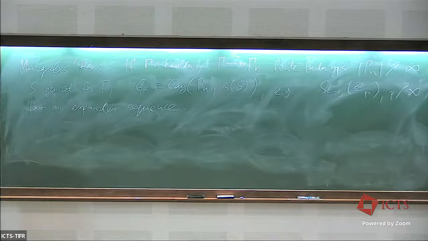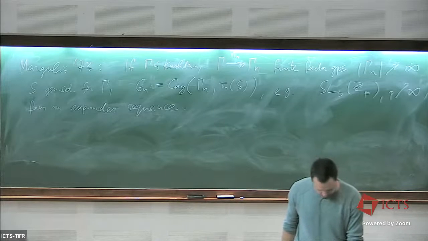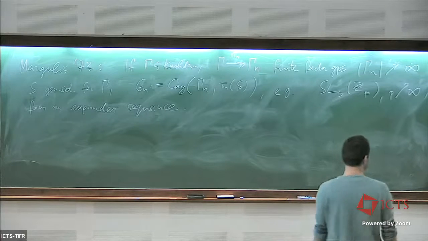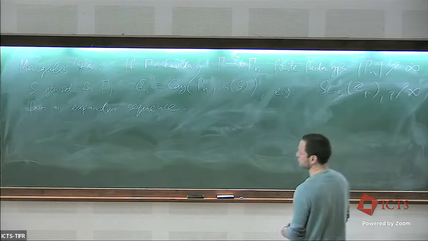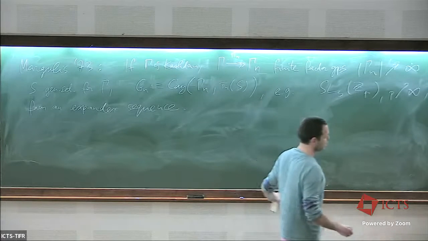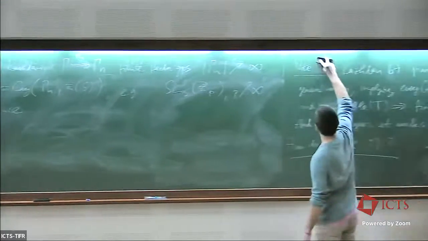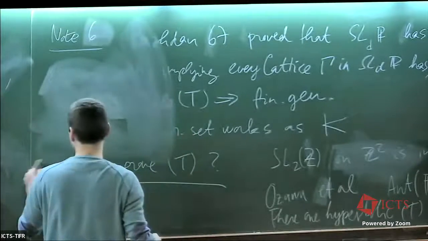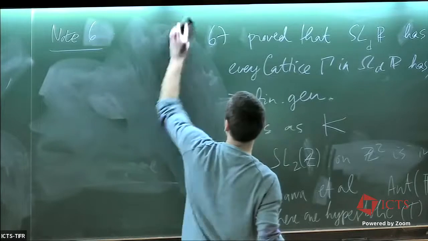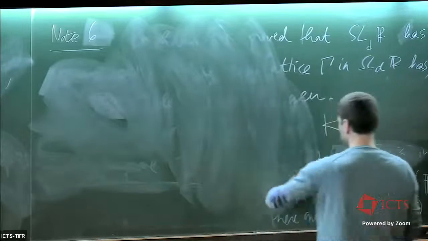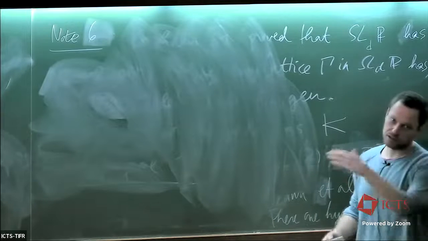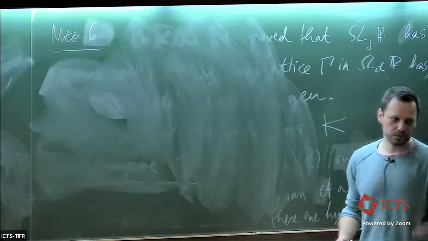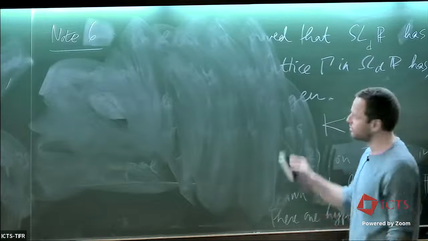Sorry, before that I should have had a note 6. So, infinite amenable groups are not Kazhdan. There are some Kazhdan groups. How about the simplest non-amenable group, the free group? Why is the free group not Kazhdan?